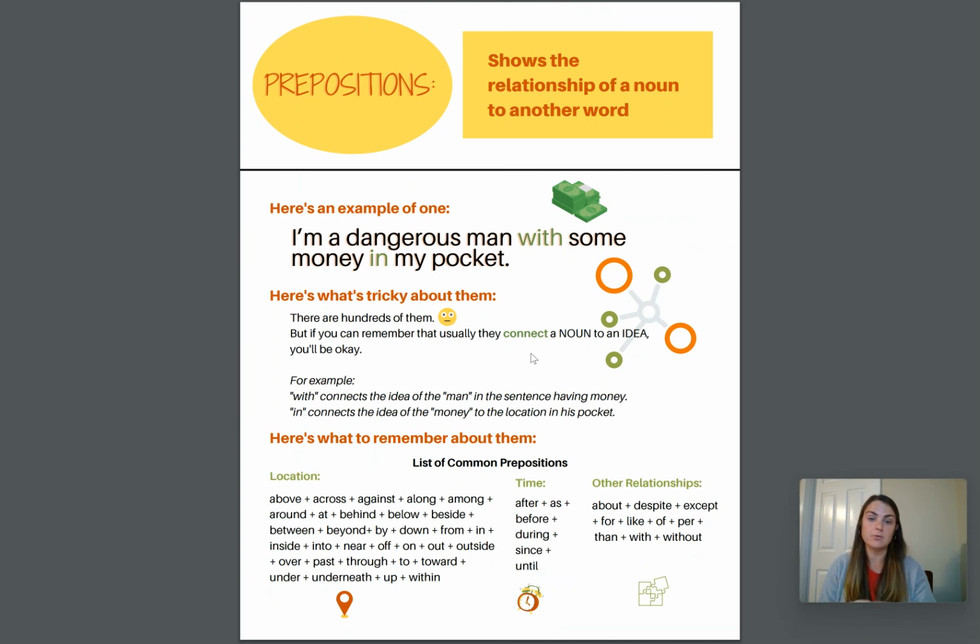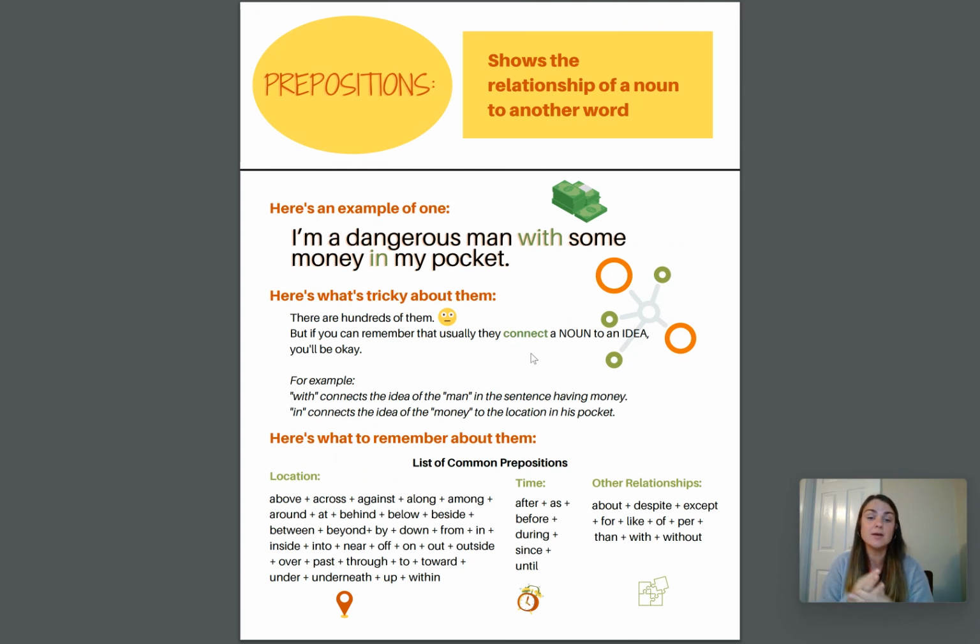But if you can remember that usually they connect a noun to an idea, you're going to be okay. So for example, the word with, that preposition is connecting the noun man with the idea of having money, right? Like, okay, so we have man and we have money. The preposition shows us how those two ideas are related. Oh, this man has money, with some money. In my pocket, same kind of deal. We have the man, again, and we have money now, but we're telling us that the money is located to the pocket by in, like that's where it is. So that's kind of what prepositions do. They allow you to add a lot more detail and show you how these two nouns in a sentence or these words in a sentence are connected to each other.